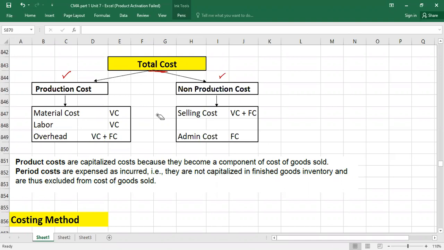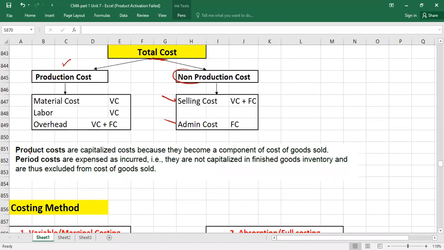Then we have the non-production cost. These are those costs which we incur either to sell the product, which is the selling cost, or for administration purposes, like accounts department salaries or administration staff salary. So these are non-production.